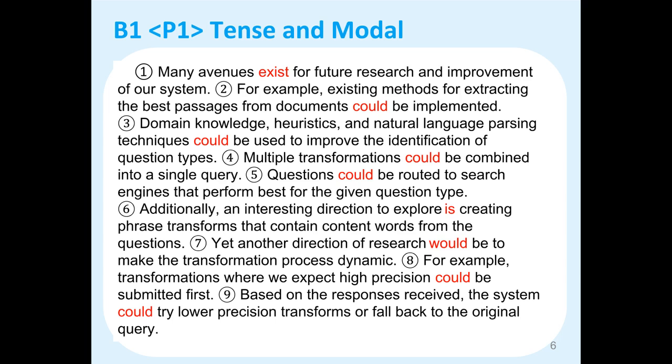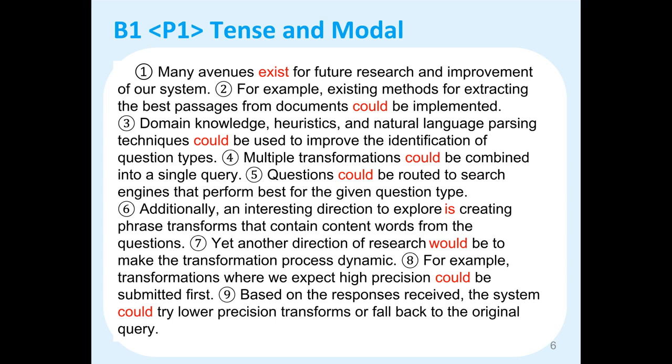When introducing a more complex, conditional idea, the language shifts to would be, as seen in sentence 7. Yet another direction of research would be to make the transformation process dynamic. This construction is often employed when proposing a conceptual or structural change, framed as a desired outcome or necessary condition, still falling under the umbrella of hypothetical future work. The key takeaway here is to minimize declarative statements and maximize the use of modals, especially the helping verb could, to ensure the entire B1 paragraph is appropriately speculative and forward-looking, thus maintaining academic objectivity.